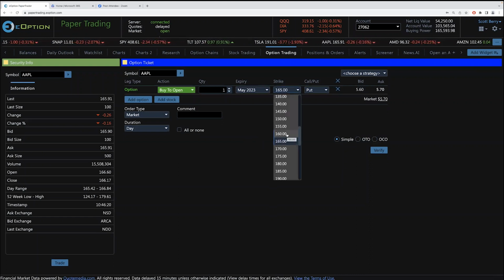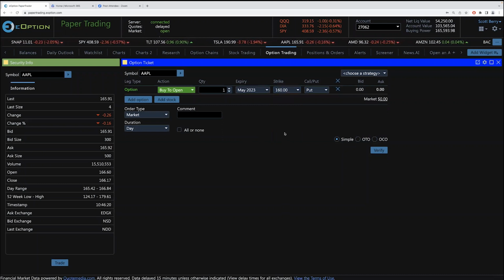If you're buying at the money, and you want to maybe pick a slightly cheaper strike, you could go out of the money by $5, and that would drop it to closer to around $4. So let's say you had a speculation or a feeling that Apple is going to move down, maybe go back below 160. You could buy a 160 put out in May.